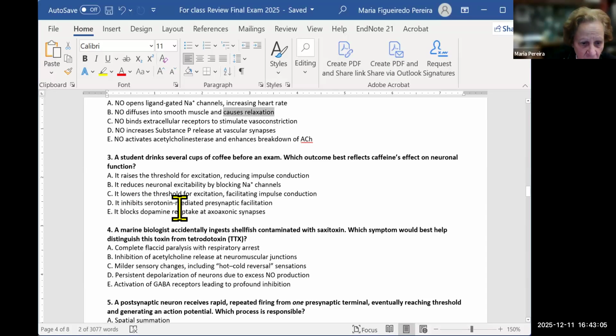It lowers the threshold for excitation, facilitating impulse conduction. So it lowers the threshold, so it partially depolarizes the neurons. So that's why it is a stimulant. It lowers the threshold for excitation, facilitating impulse conduction.